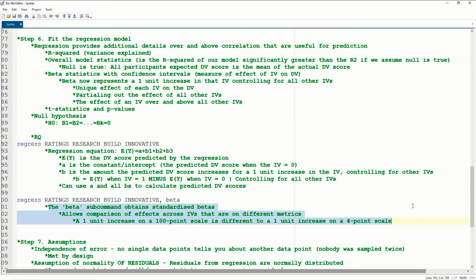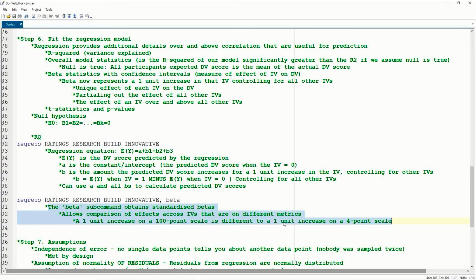So at the moment how our betas are described is they are a 1 unit increase in the IV. How much does that change the DV? So for innovativeness we saw that you got 6.7 units increase in the DV for every 1 unit increase in the IV, every 1 unit increase in innovativeness. But if your IVs are on different scales, then a 1 unit increase means something very different from scale to scale. So for example, a 1 unit increase on a 100-point scale only represents a 1% increase on that scale. So then your beta is how much does the DV change for a 1% increase in your IV.